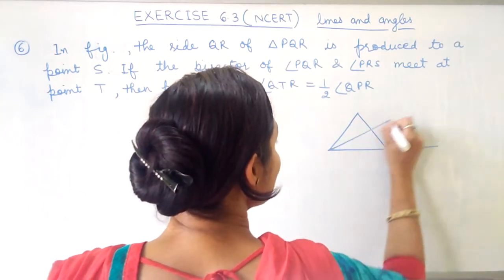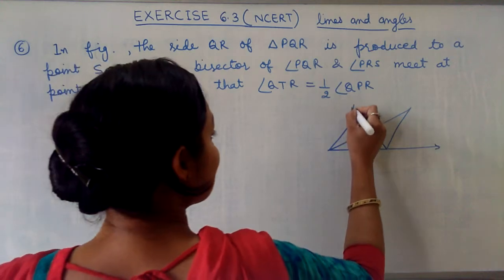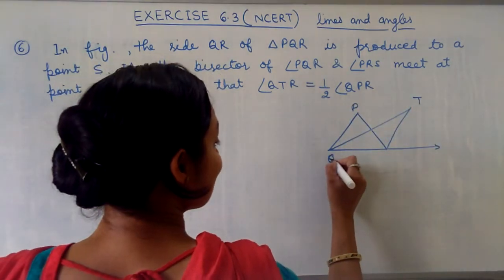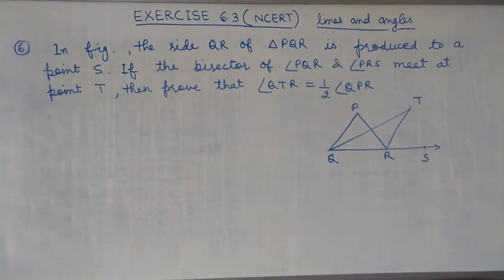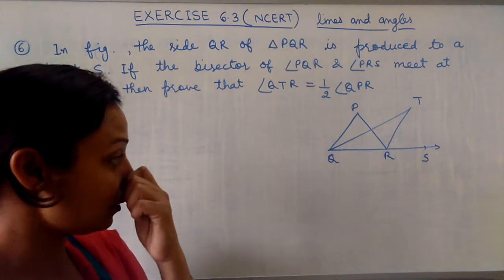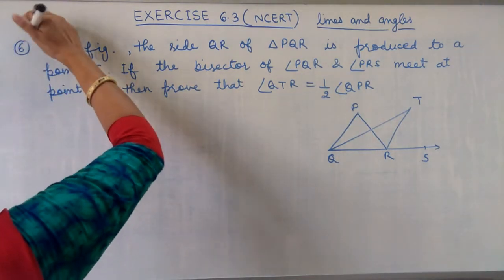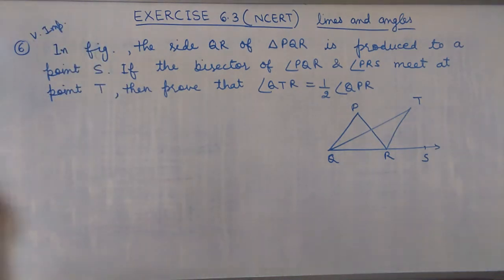So we have to make the figure which is given to us. It is P, it is T. This is QR and this is S. Now you have to prove. The last question, students feel it is difficult, but it is a very important question.